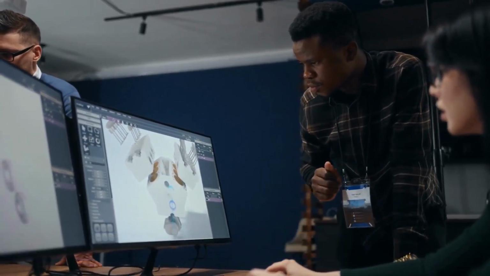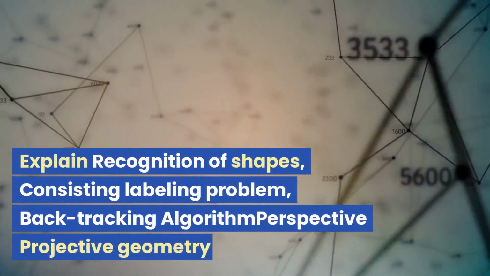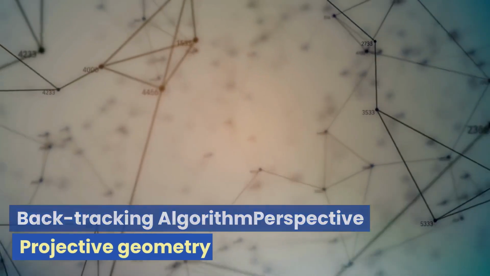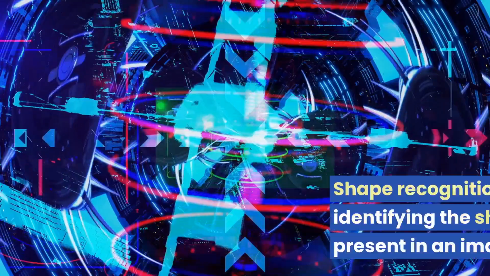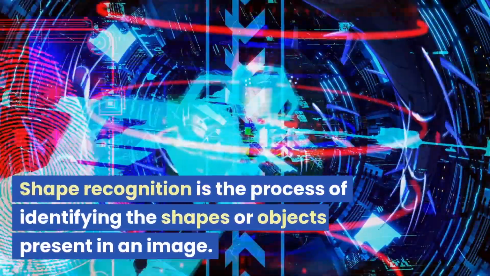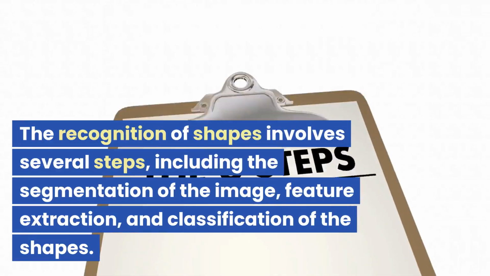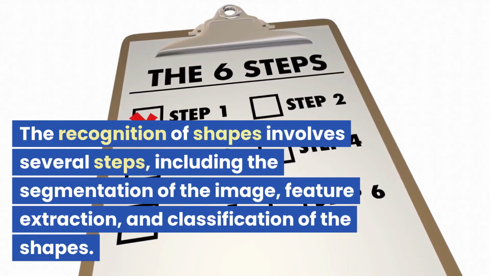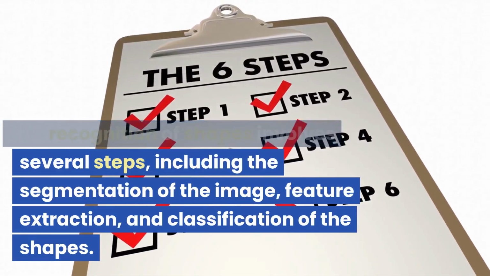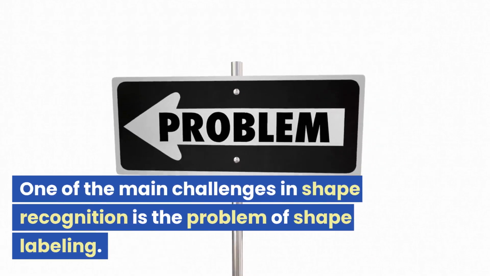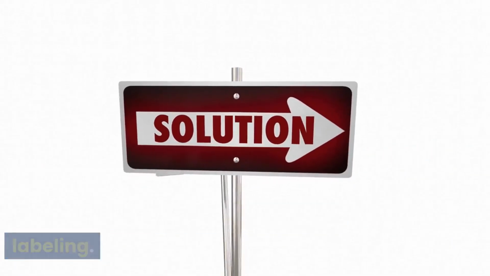hand-drawn sketches. Explain recognition of shapes, consisting labeling problem, backtracking algorithm, perspective projective geometry. Shape recognition is the process of identifying the shapes or objects present in an image. The recognition of shapes involves several steps, including the segmentation of the image, feature extraction, and classification of the shapes. One of the main challenges in shape recognition is the problem of shape labeling.